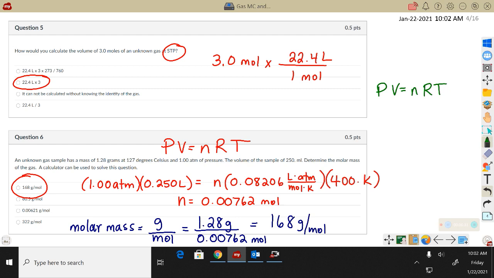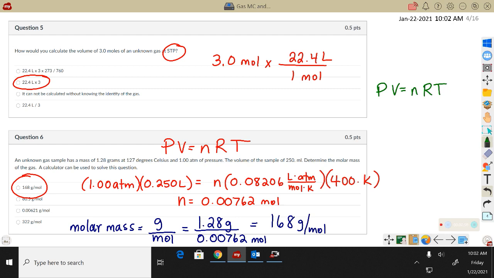Number 6, PV = nRT. We have an unknown gas. The sample is 1.28 grams. We're given the temperature, the pressure, the volume, and we want the molar mass. And obviously we can use a calculator because this would be a little messy without one. Molar mass is something that people always forget, but it's a great way of identifying an unknown particle. Molar mass is grams per mole.